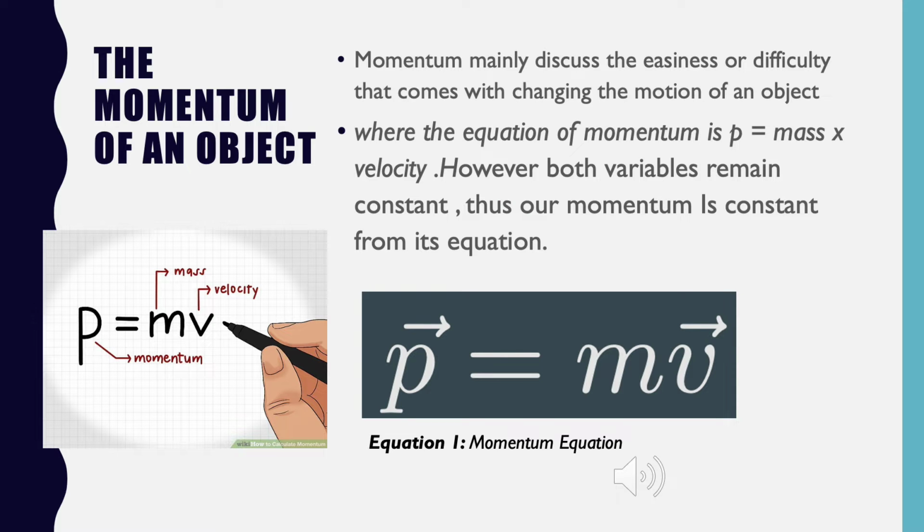First, the momentum principle. It mainly discusses the ease or difficulty that comes with changing the motion of an object, where the equation of momentum is p equals mass times velocity, which you can see on the screen. However, both of these variables remain constant, thus our momentum is actually constant.